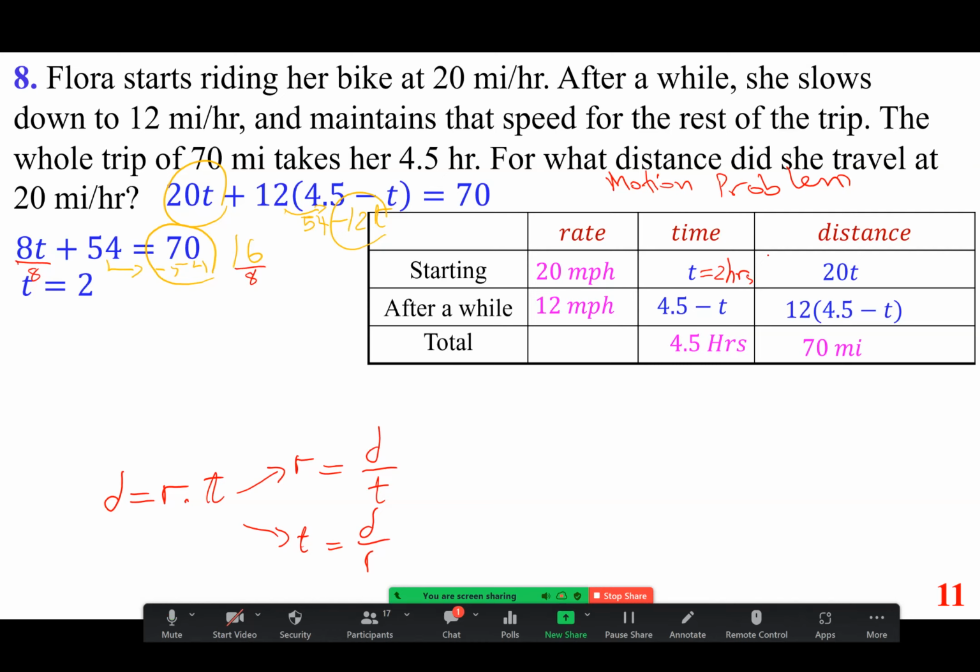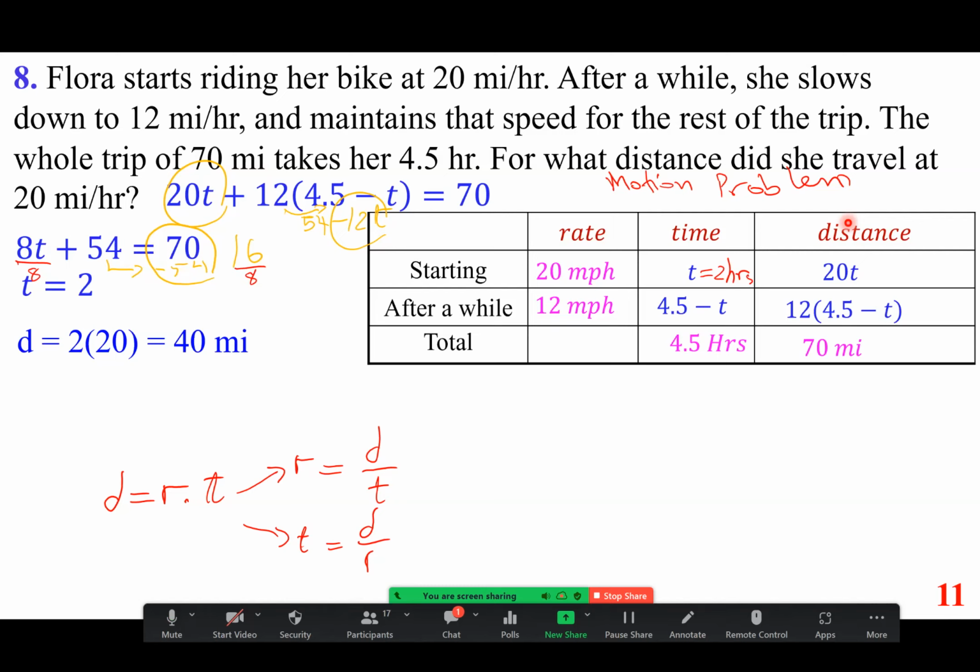Now, what's important is to read and make sure we have answered the question. It says, for what distance did she travel at 20 miles per hour? Did we answer the question? No. So for this one, what was the distance? 20t, 20 times 2, 40 miles. That is the answer to the question. So anytime you do word problems, you must make sure you answer the question accordingly.